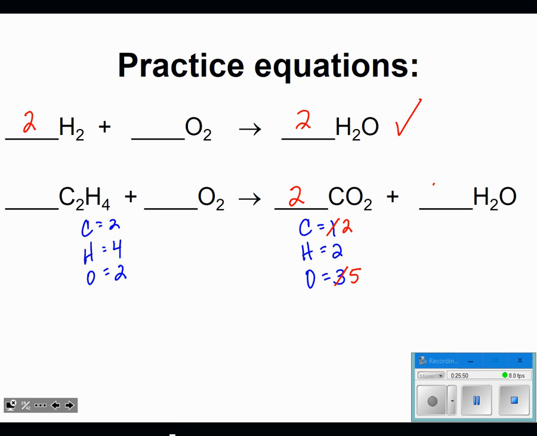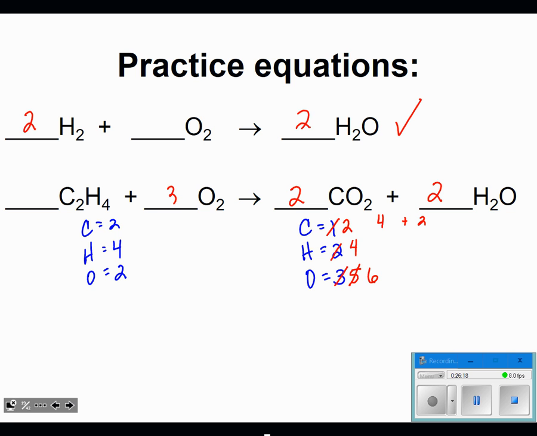So I need to put a 2 right here. When I do that, I get 2 times 2 is 4, and I get 2 times 1 is 2 oxygens there, plus another 4 oxygens. So this has 4 oxygens plus 2 oxygens, that makes 6 oxygens overall. That fixes my hydrogens and my carbons, but now my oxygens are messed up.